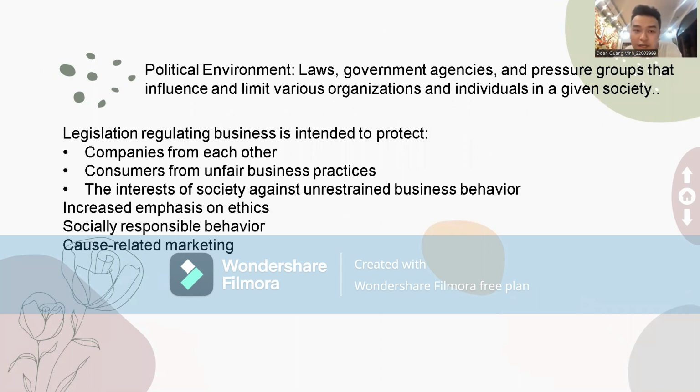So first of all, about the political environment, it relates to laws, government agencies, and pressure groups that influence and limit various organizations and individuals in a given society. So first, the legislation regulating business is intended to protect the companies from each other, the consumers from unfair business practice, and the interest of society against unrestrained business behavior.